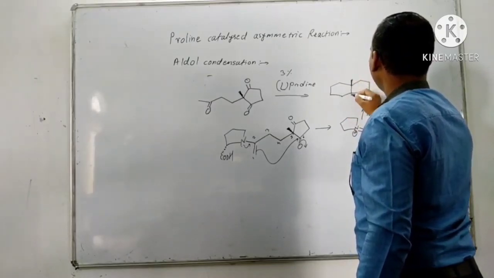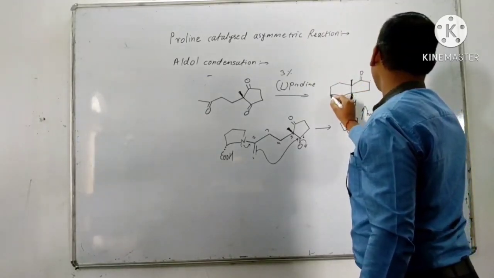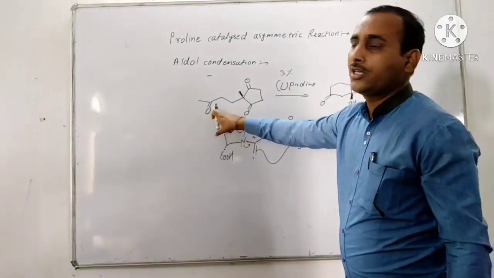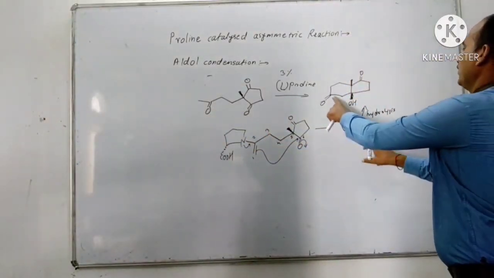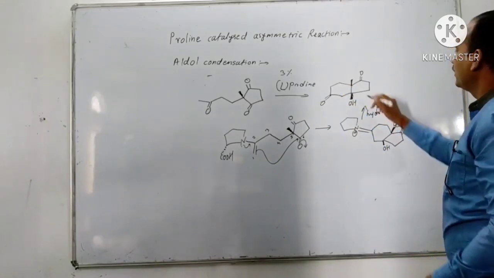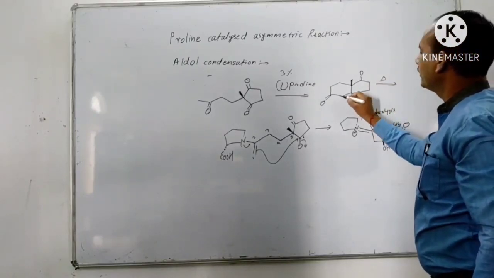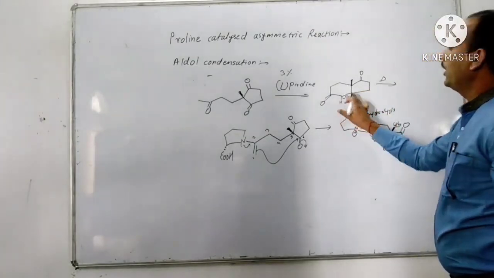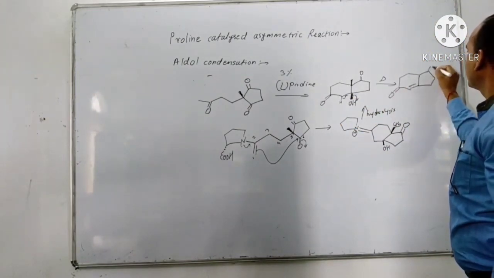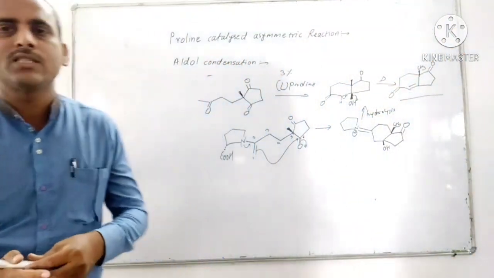There is a methyl group, there is OH, there is carbonyl, and there is the carbonyl of this starting material. Sorry, this is the methyl group CH3. Now this is the methyl group, this is carbonyl, then CH2, and at this position. Now on heating, there is loss of water molecule and formation of the conjugated ketone, C double bond O, CH3. So this product is the major product obtained during these reactions.